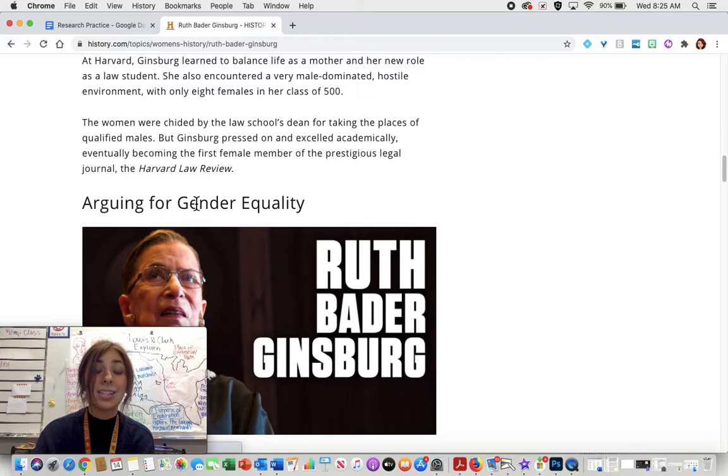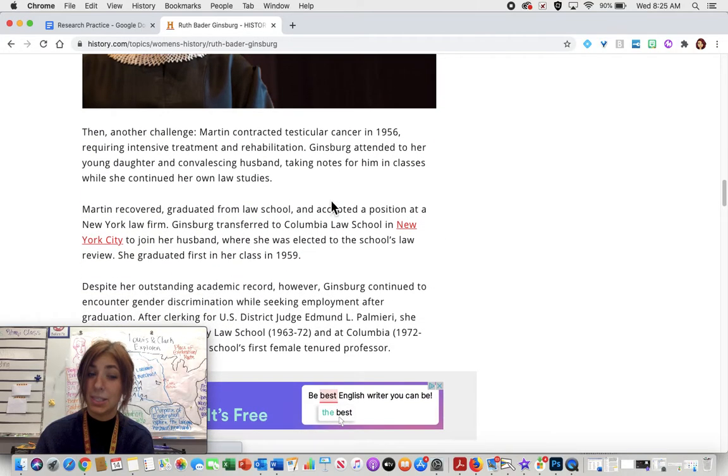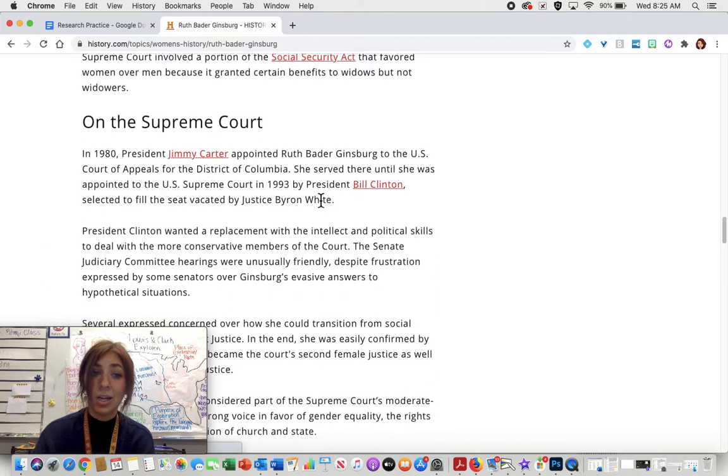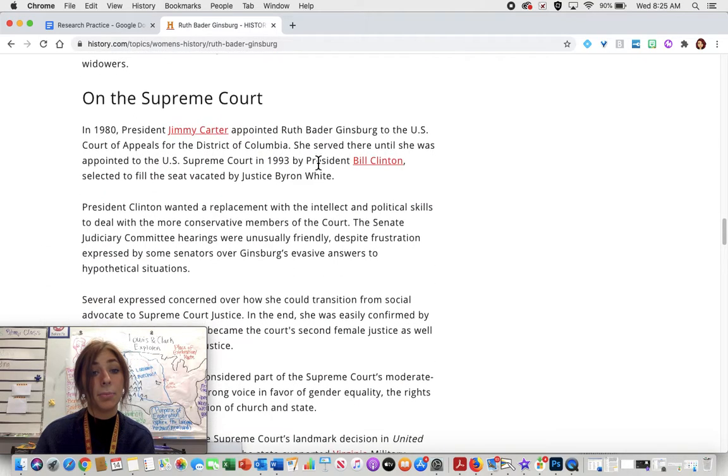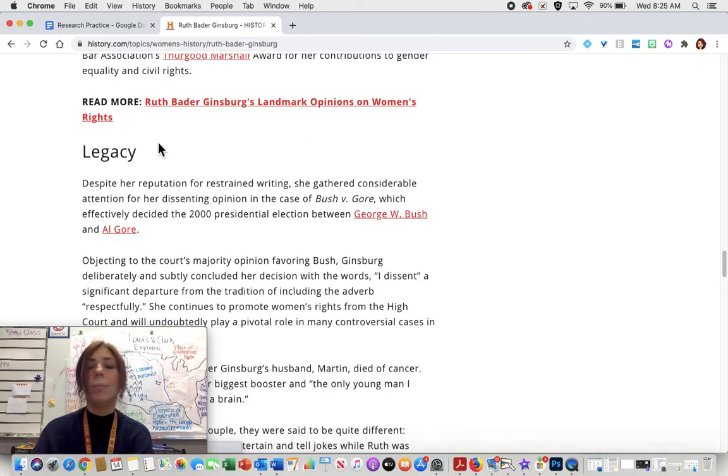And so here I can see it says arguing for gender equality. So I might come back to this because it might be something really important. Here it talks about on the Supreme Court. And so again, I might want to come back to that. And then, oh my goodness, well, I'm happy that I kept looking.